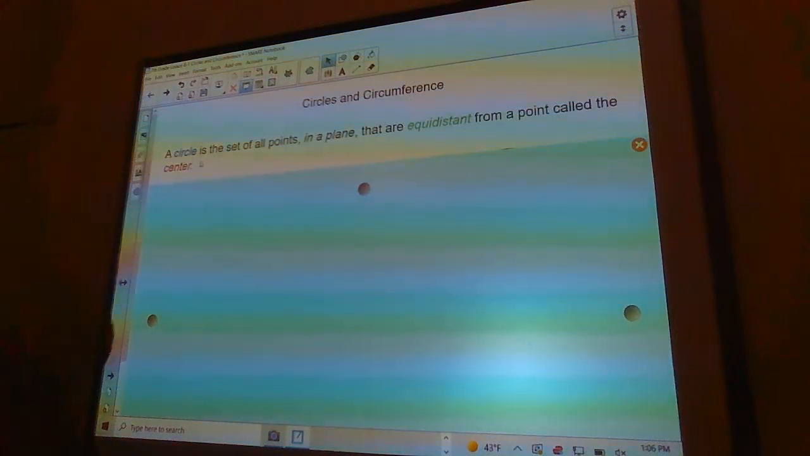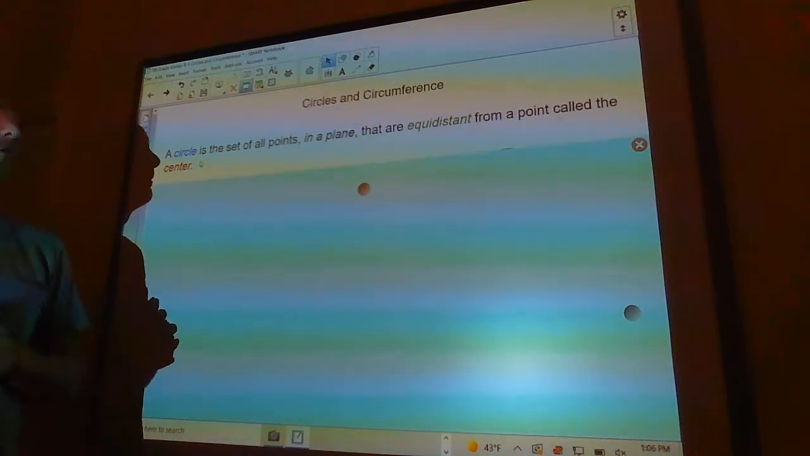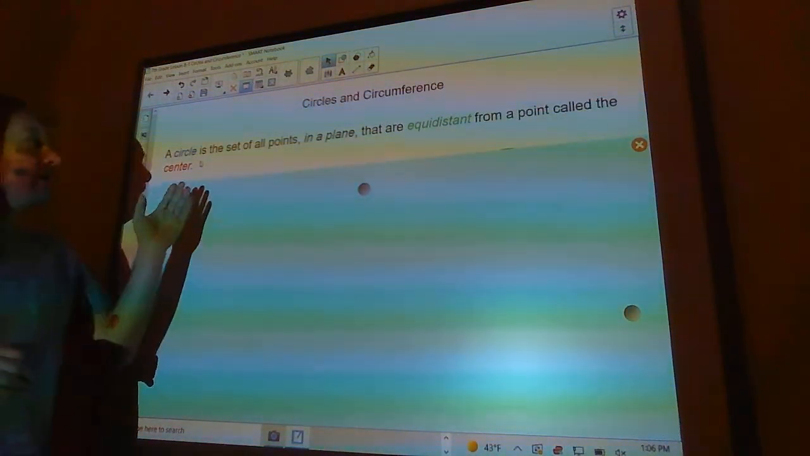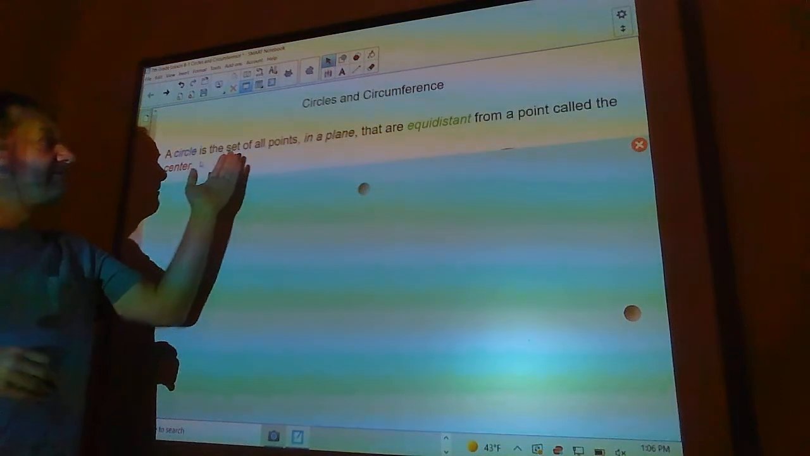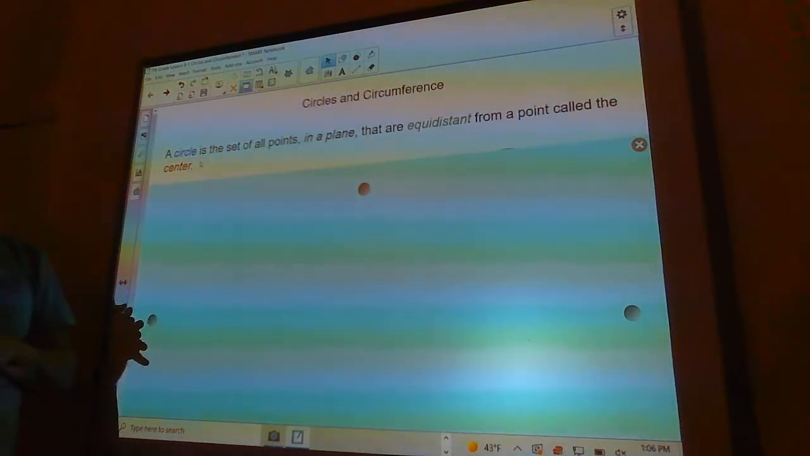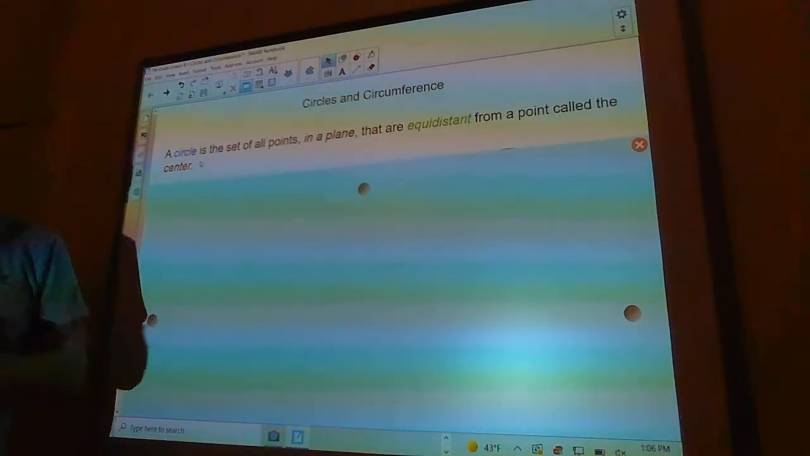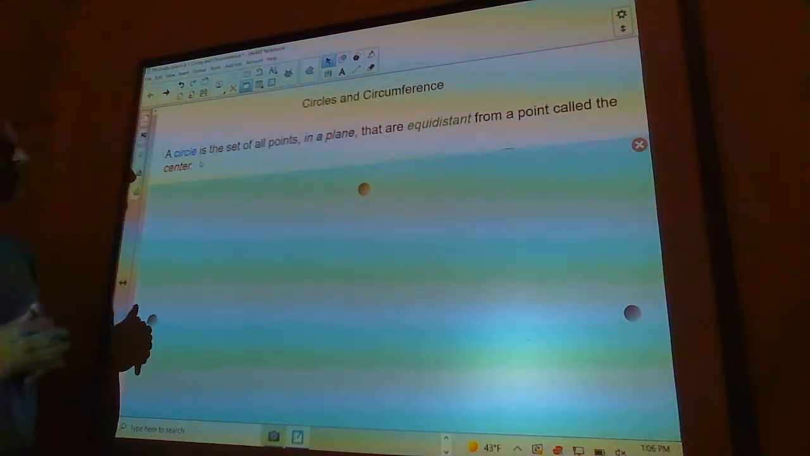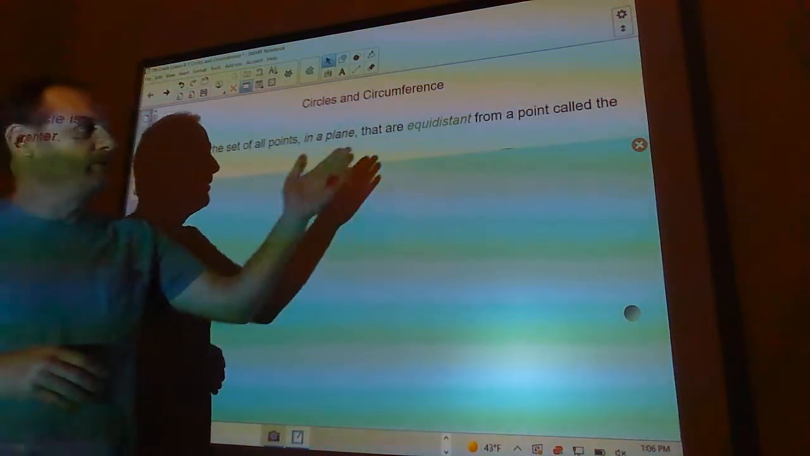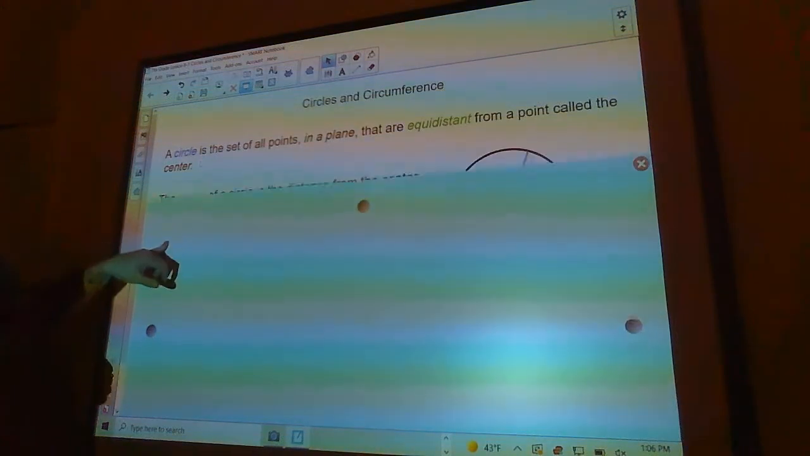We're defining circle, and this is one of those words in math where you need to make sure you get all the words and they're all correct, because it says the set of all points in a plane that are equidistant from a point called the center. If you leave out the words in a plane, you get something entirely different. Okay, so you need to have those words in there. The word equidistant means equal distance. Okay, and then we got the center point.